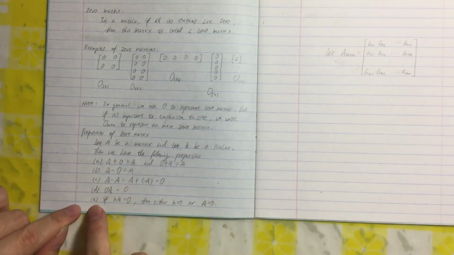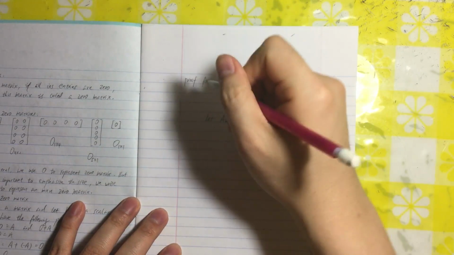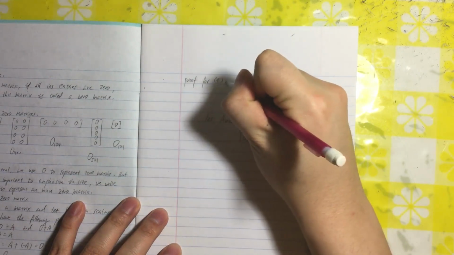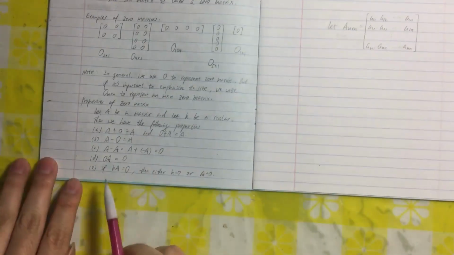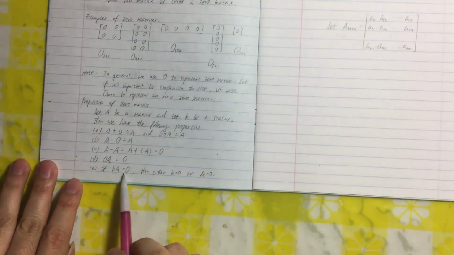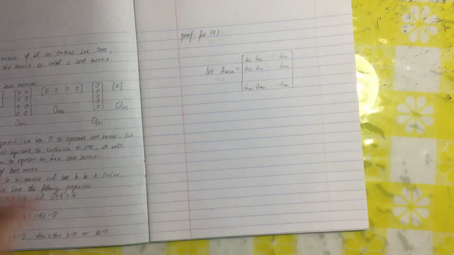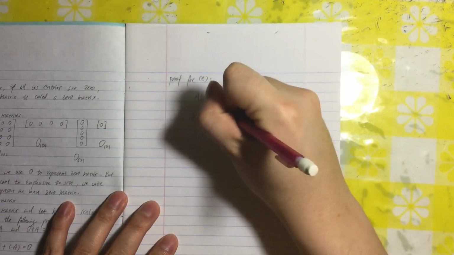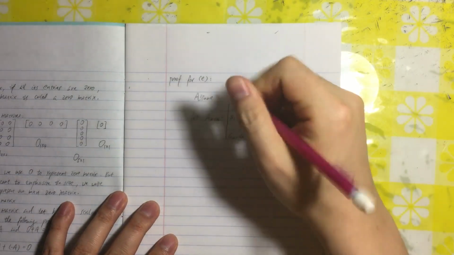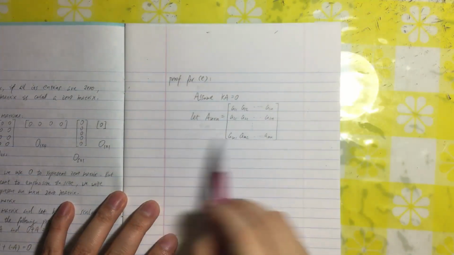Part E looks harder. I'll prove part E here. For part E, we first of all assume k times A is 0. We try to prove either k is 0 or A is 0. So assume k times A is 0. Let A be this matrix.